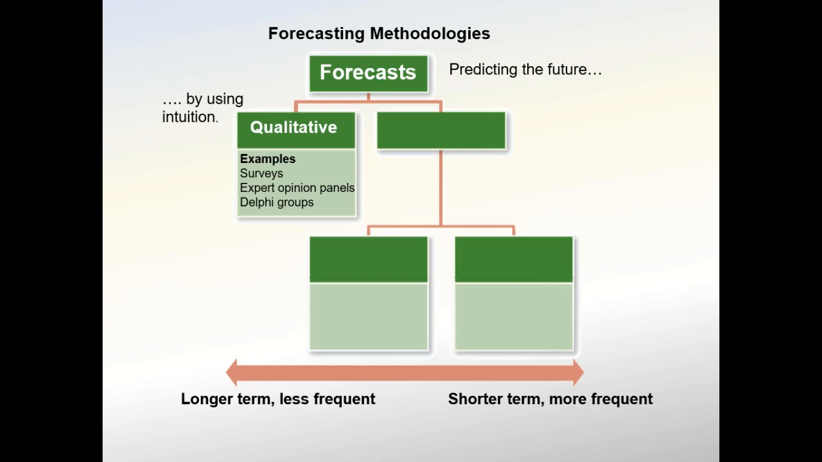Now, pictured here at the left side of the branch of the forecasting map in figure 4.1, qualitative techniques are structured methods for gathering the insight of forecast participants. Now, how this insight is gathered and who exactly provides the insight varies among the techniques mentioned in this figure. So you have examples such as surveys, expert opinion panels, and Delphi groups, which we're going to get into in a minute.